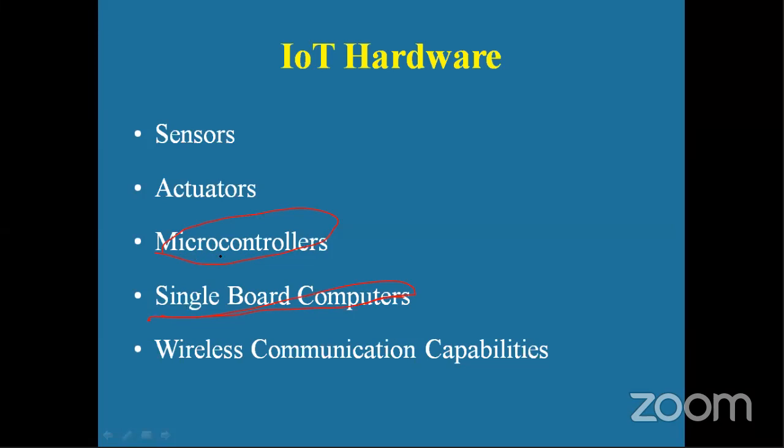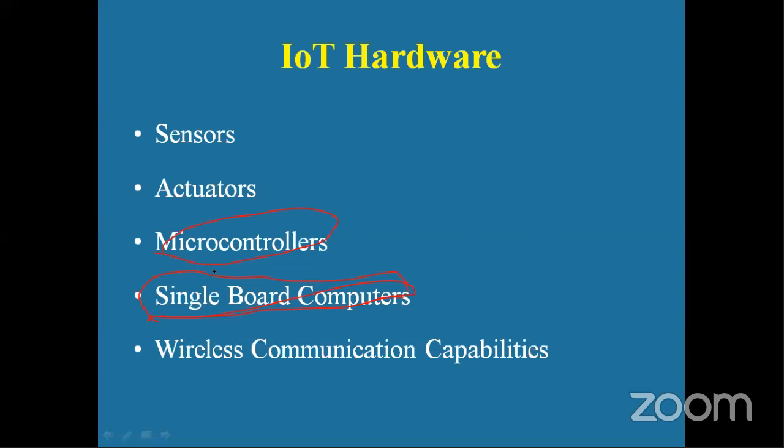So in your IoT system, the brain can either be a simple microcontroller or it can be a single board computer. So how do you decide what to go for? It depends upon the application. If it is simple, not much computation, you go for a microcontroller. If it is complicated in terms of doing a lot of computation, then you go for a single board computer.